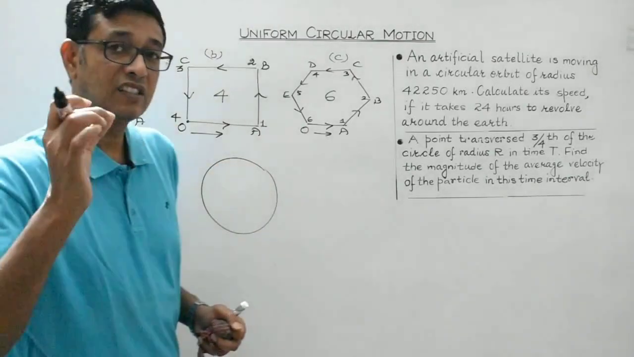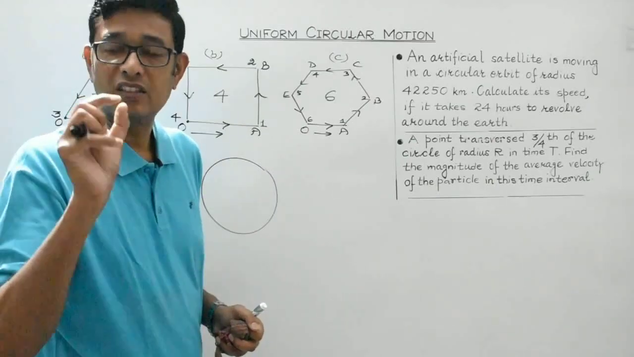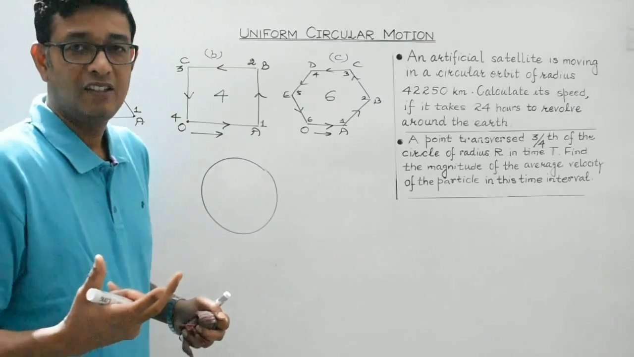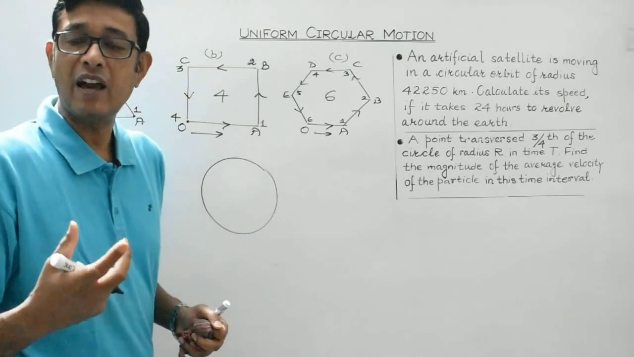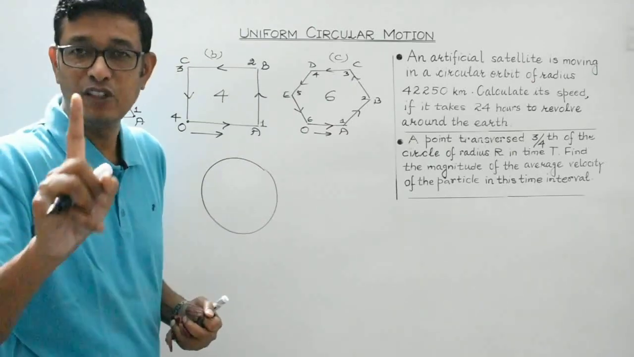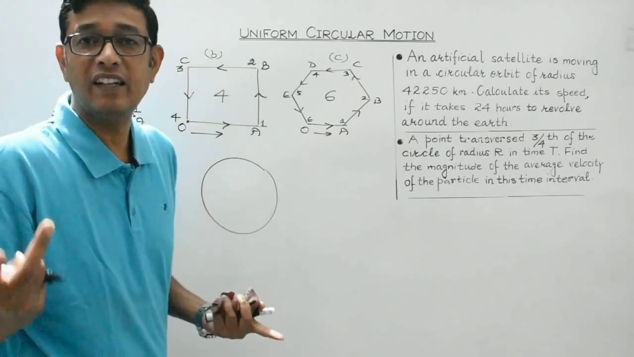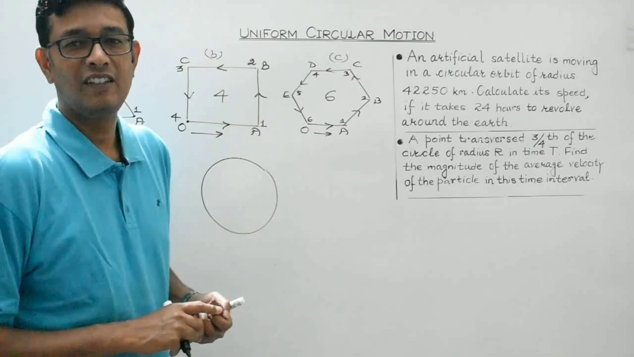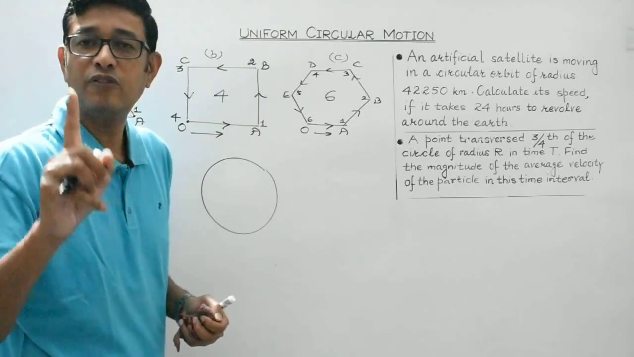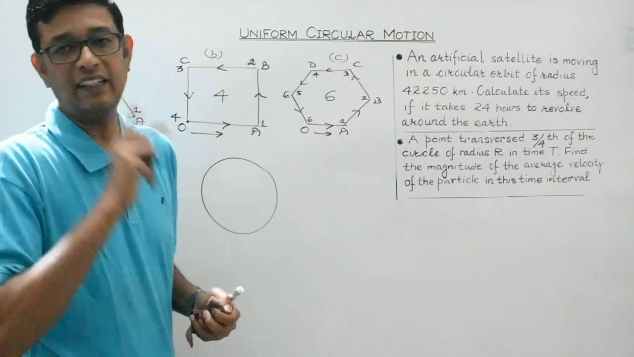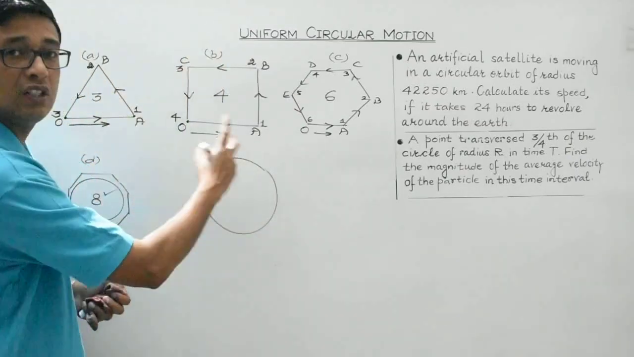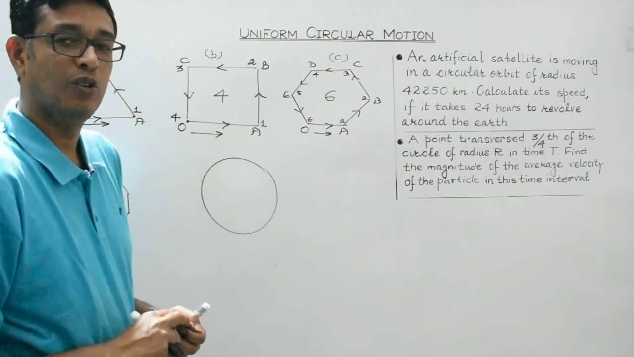So how do you define a circle, students? A circle is a polygon. Poly means many. It is a geometrical figure having many sides, many angles. So a circle is a polygon having how many sides? Infinite sides. So the circle may be defined as a polygon of infinite sides. So let's extend the logic to a body moving along a circular path.